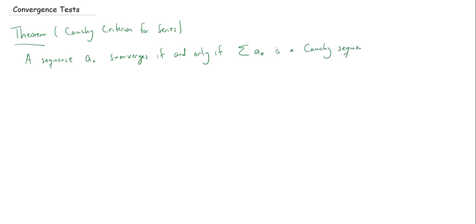Okay, and you'll remember when we did the Cauchy criterion for sequences, we just said that a sequence converged if and only if it was a Cauchy sequence. So here we're basically saying that the sum sequence converges if and only if the sum sequence is a Cauchy sequence, which is nothing new. It's a sequence, right? It converges if and only if it's Cauchy.